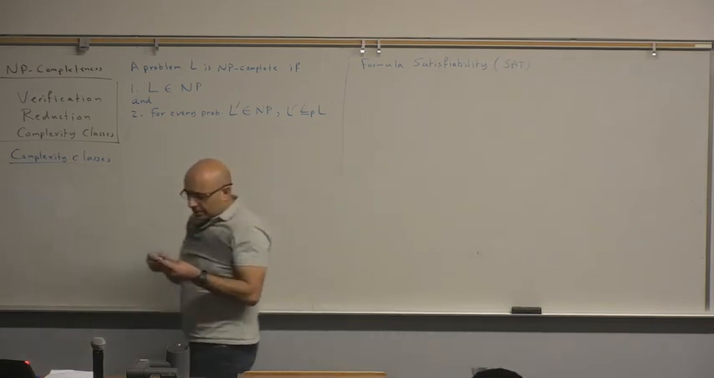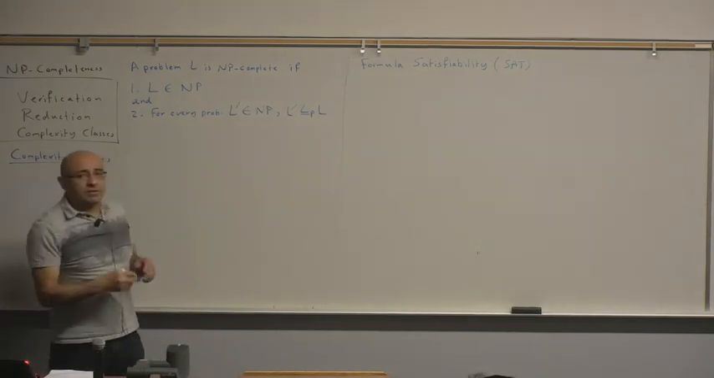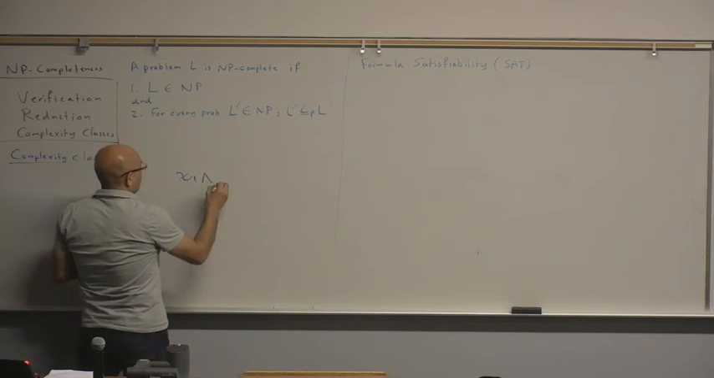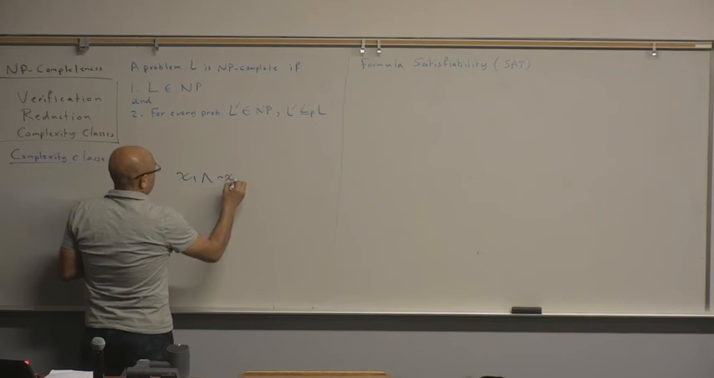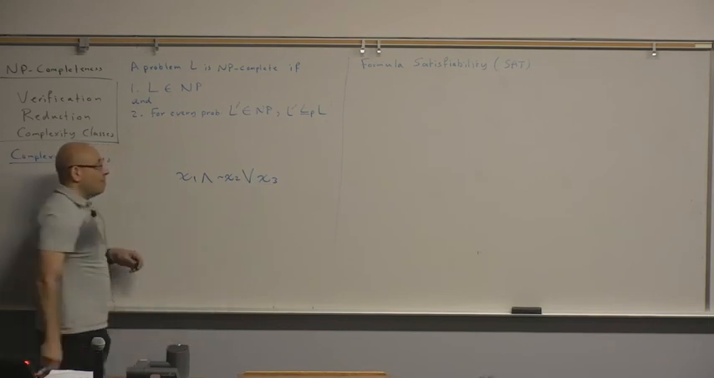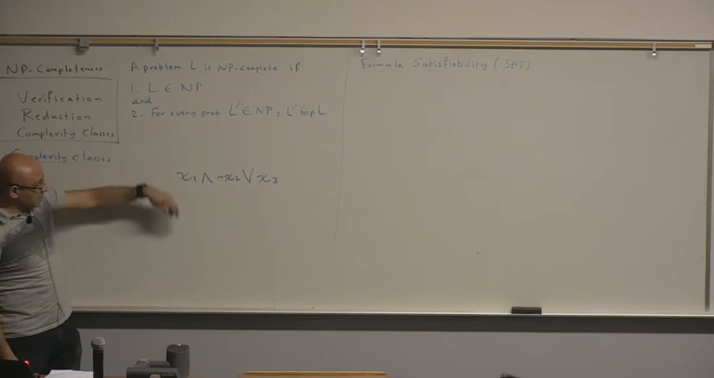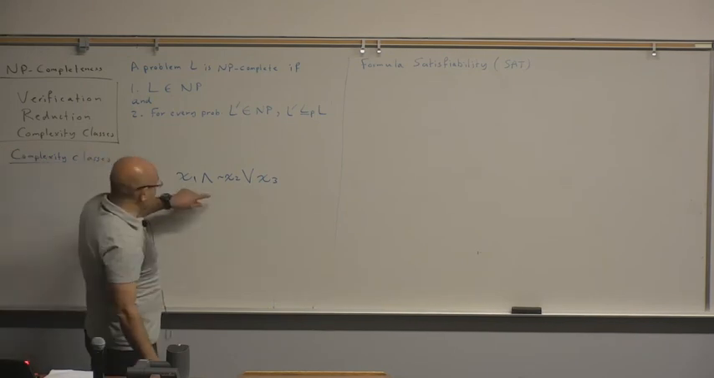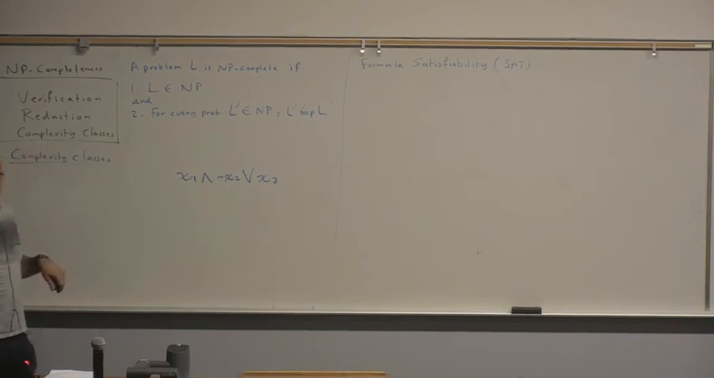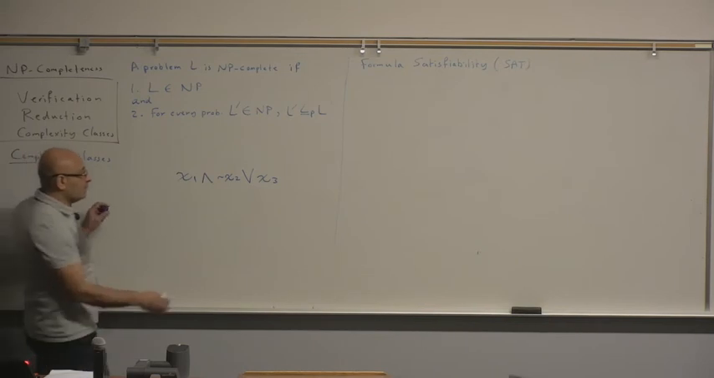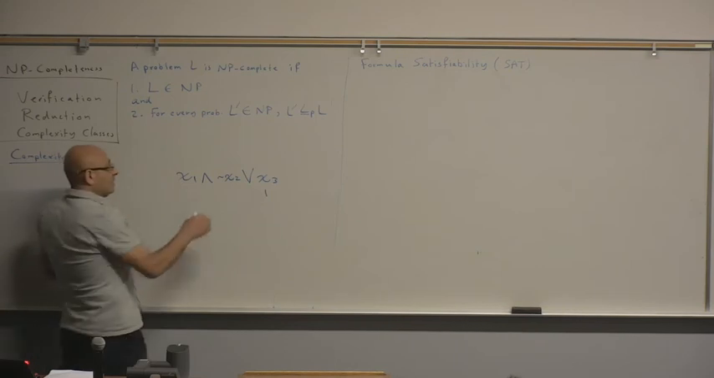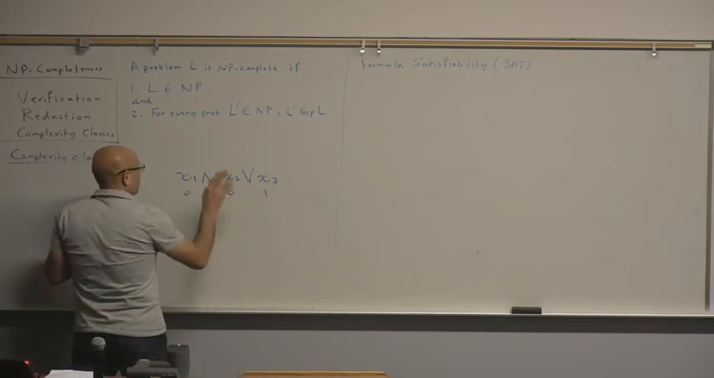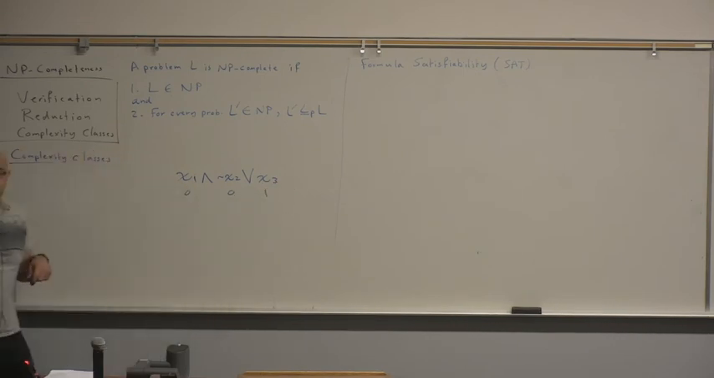What's formula satisfiability? You are given a logical expression, like, you know, x1 and not x2 or x3. So a logical expression that consists of ands and ors and logical variables or Boolean variables. Is there any assignment of these variables that will cause this to evaluate to true? Well, in fact, in this case, yes, there is. If you set x3 to 1, it doesn't matter what you set x1 and x2 to. Because if x3 is 1, then you can set x1 and x2 to 0 or whatever, and the whole expression will evaluate to 1, right?